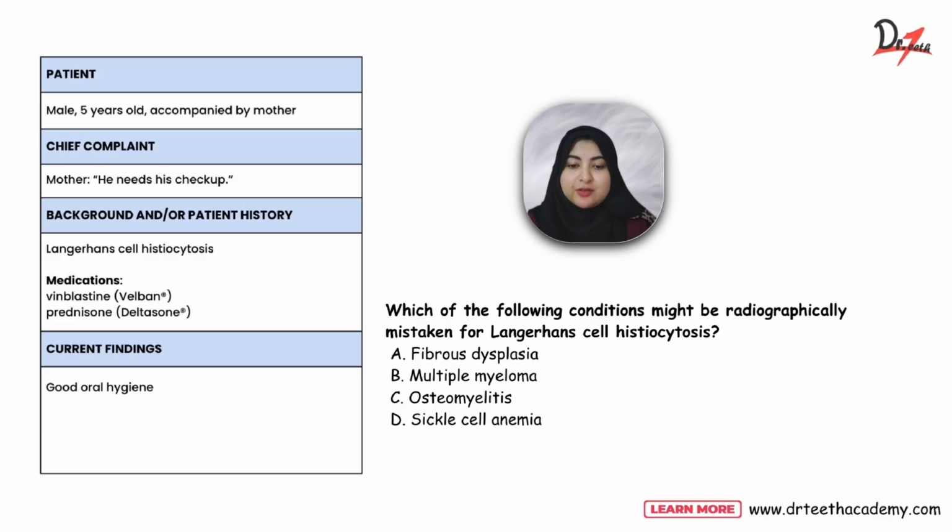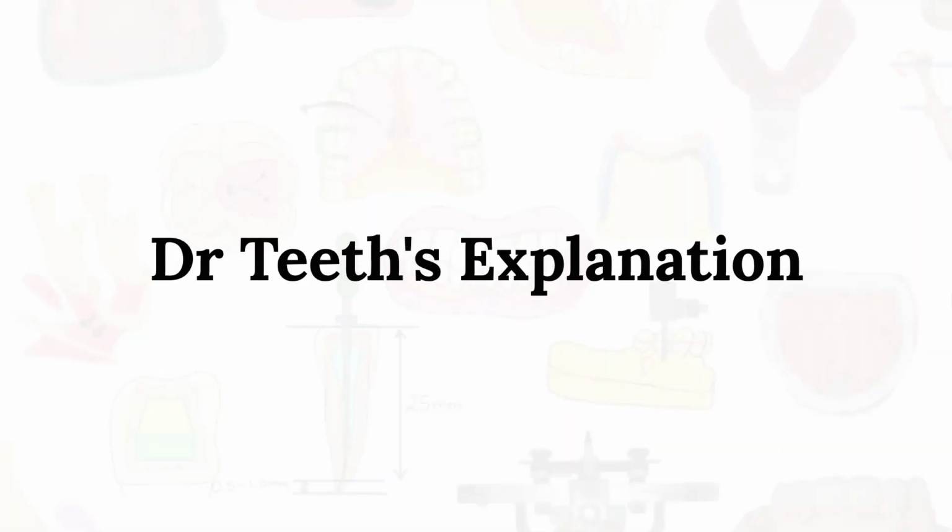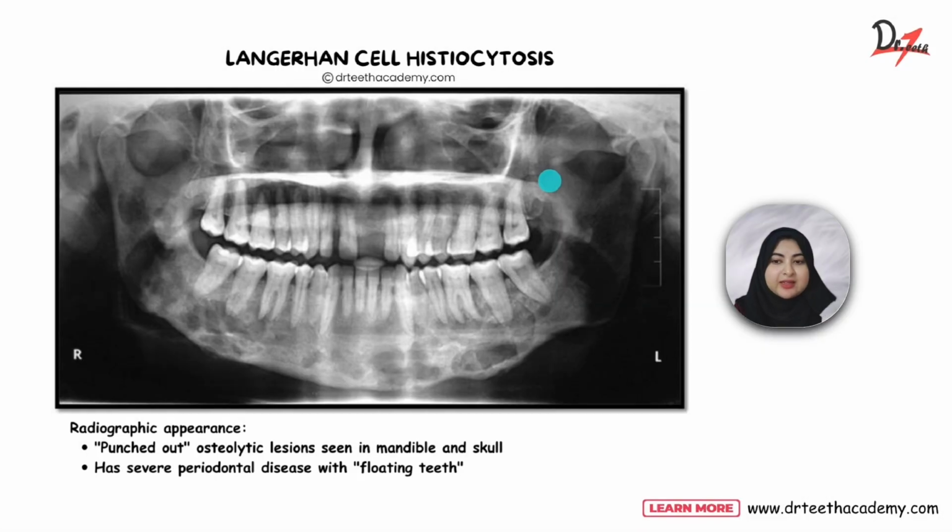Now the question is, which of the following conditions might be radiographically mistaken for Langerhans cell histiocytosis? Is it fibrous dysplasia? Is it multiple myeloma? Is it osteomyelitis or sickle cell anemia? So let's find out. Now, Langerhans cell histiocytosis is a systemic malignant condition frequently identified in children. We will refer to this as LCH.